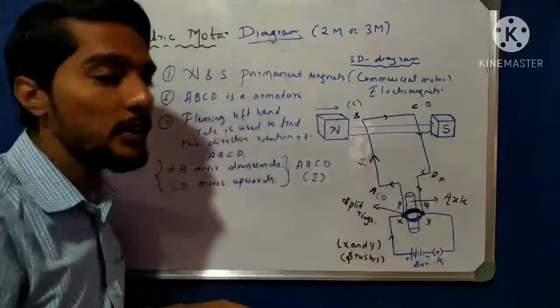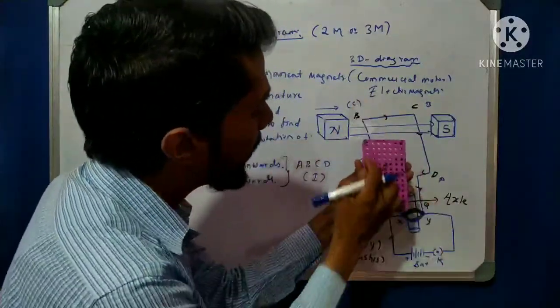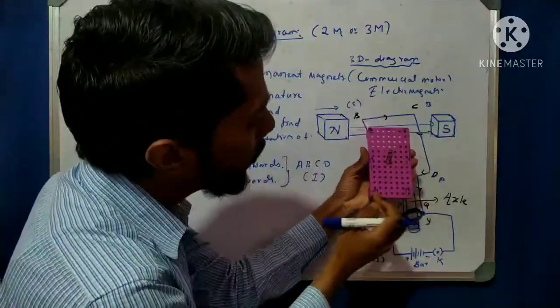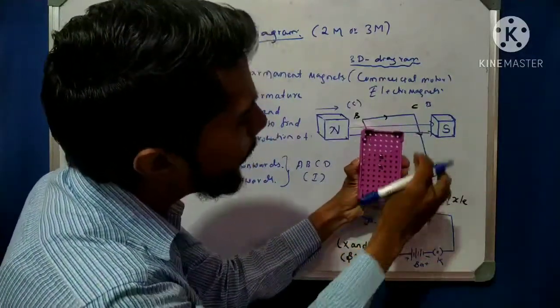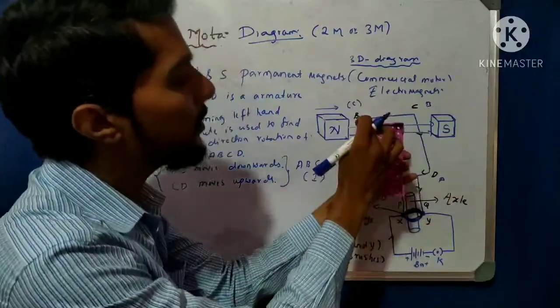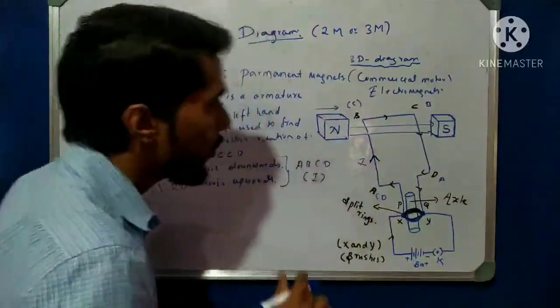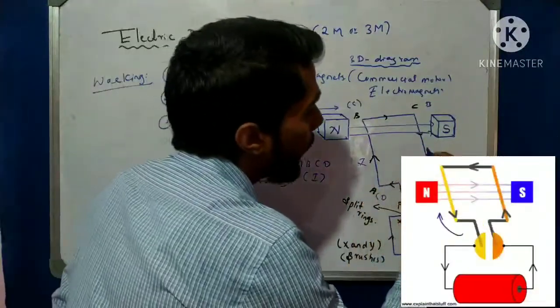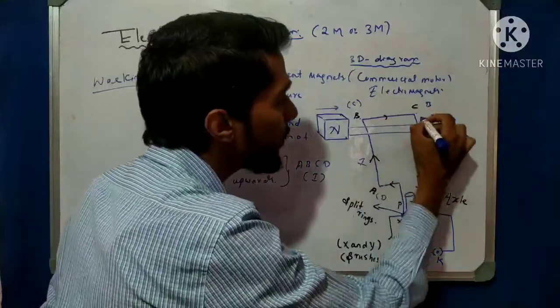So at every half rotation the direction changes. For example, this is AB and CD. AB is first here. After rotation, A goes this side, B comes here, D comes here, C comes here. So the direction and position change at every half rotation. Okay, see what happened. In the first case, the current flows from A to B, B to C, C to D.